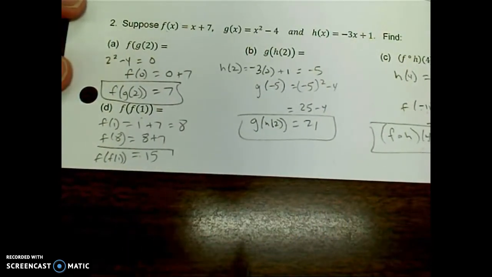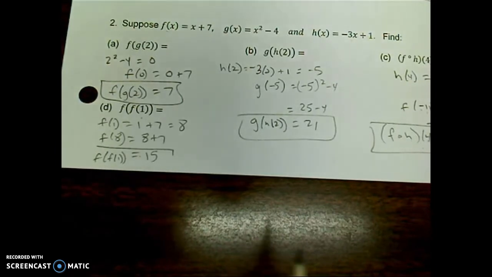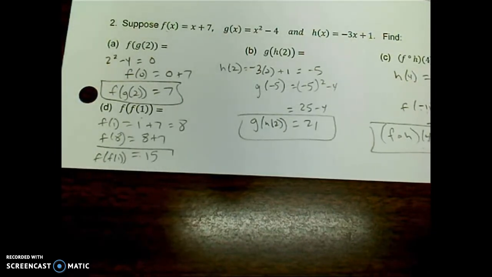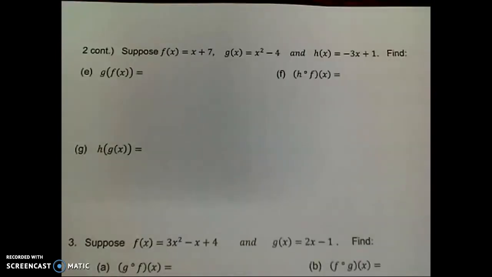And for D, f of f of 1. Is it possible to compose a function with itself? Absolutely. So we do f of 1 and find out that that's equal to 8, 1 plus 7. And then that becomes the input to our f function again. 8 plus 7 is 15. So f of f of 1 is 15.